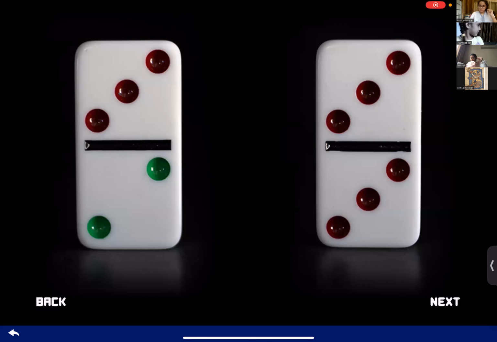So in total, Nadia, how many dots are there? We have 5 on one side, 6 on the other side. 5 and 6 makes what? Who wants to answer? 11. Great. Next question.